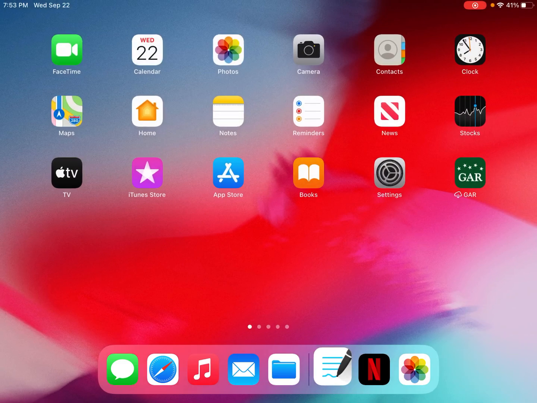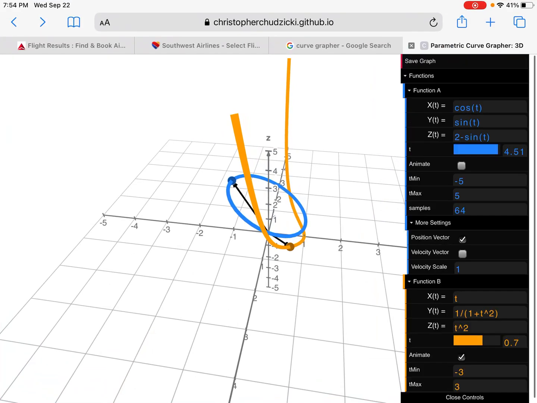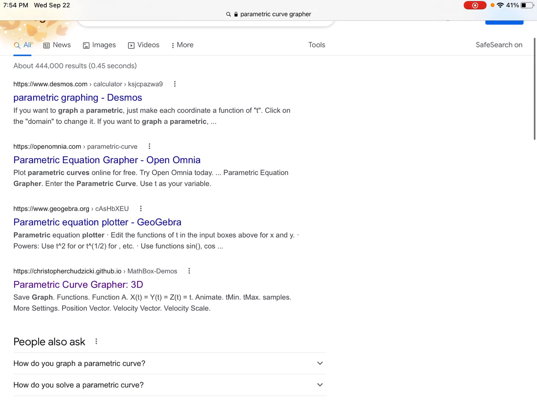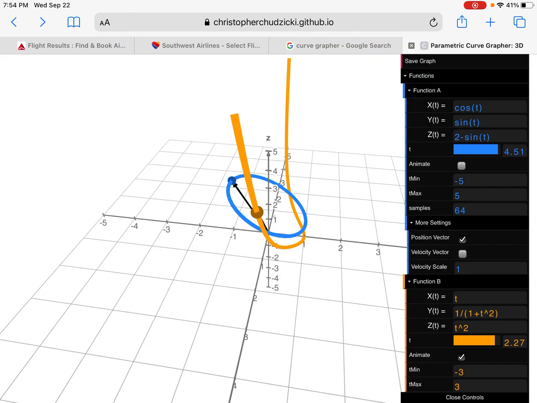If you go into Google and you type in what I have at the end of the notes here, plot parametric equations of a vector or parametric curve grapher, the best one to use is this one down here, parametric curve grapher, Christopher Chudzicki, I guess it is. Anyway, that's the best one I found. So the one that we've just done is this orange one.